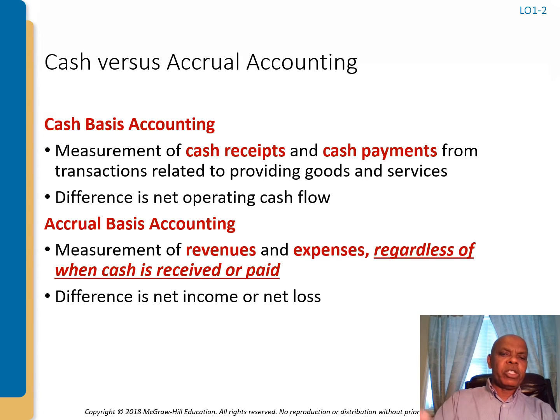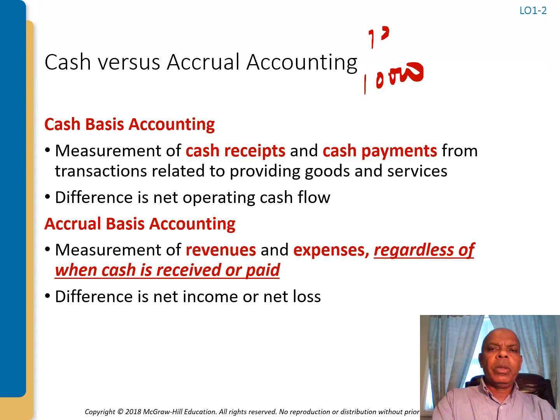Cash basis accounting is the measurement of cash receipts and cash payments from transactions related to providing goods and services. Now with cash basis, if you're putting in accounts, you're looking only at whether you received cash or you paid cash. Okay, for example, suppose you made a $10,000 sale on December 30th.